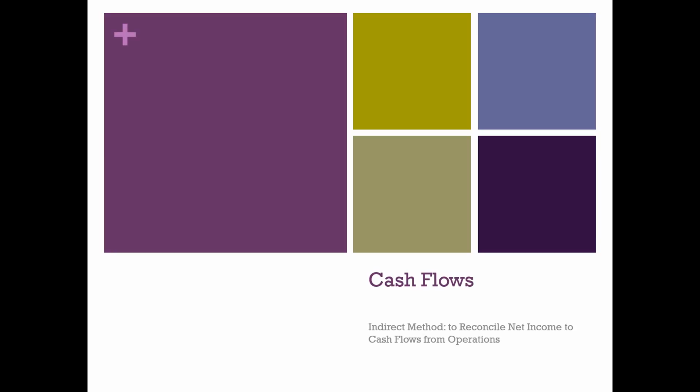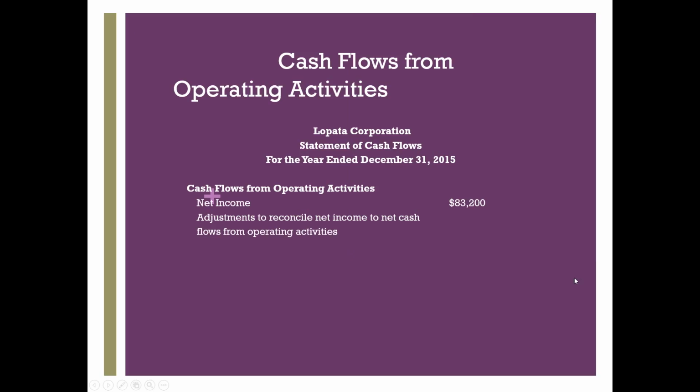So what we're going to do is reconcile from our net income number to a net cash number, which will show us what our cash flow was for the period. Now, first, the cash flow has three sections. It has an operating section, an investing section, and a financing section.